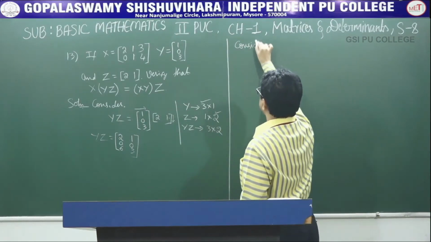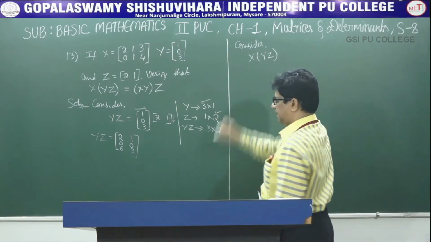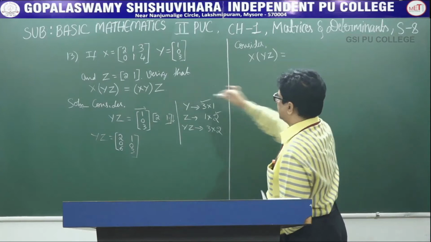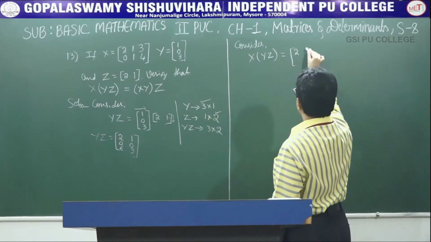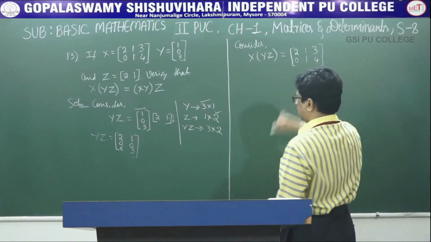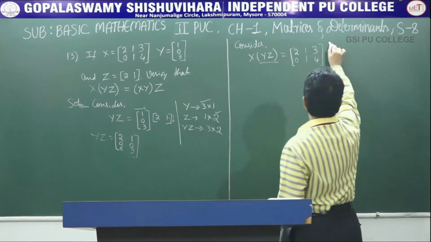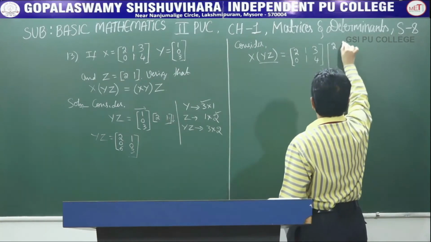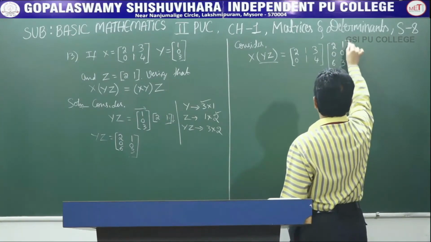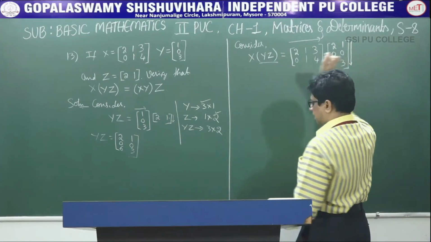Consider X into YZ. Matrix X is [2, 1, 3; 0, 1, 4] into the YZ matrix. The YZ matrix is [2, 1; 0, 0; 6, 3]. So, row into column.